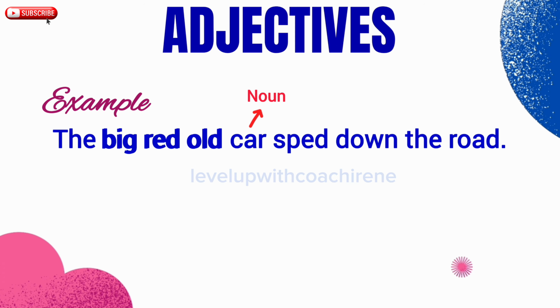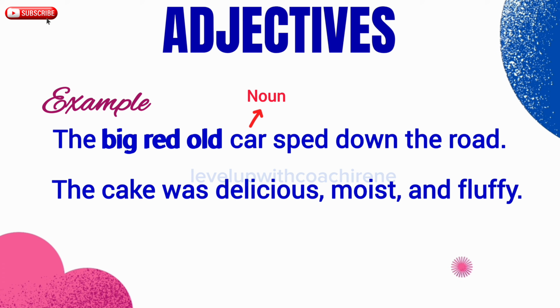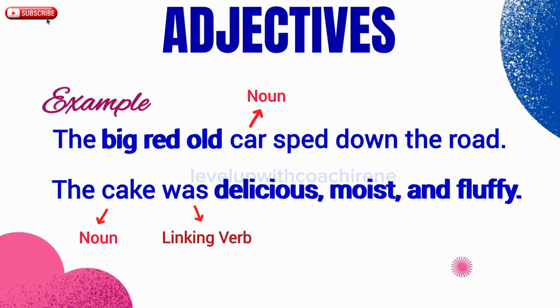In this sentence, the adjectives appeared before the noun. You should also know that the adjectives can also appear after the noun. For example, the cake was delicious, moist, and fluffy. Notice that we used the linking verb was to connect the noun and the adjectives.